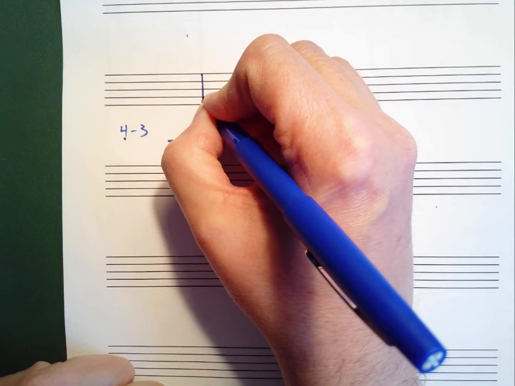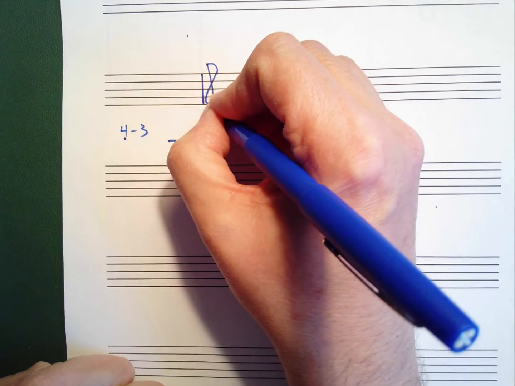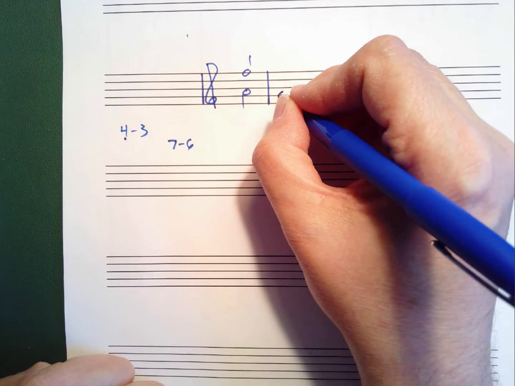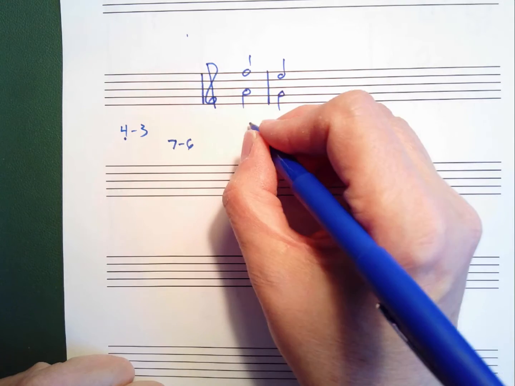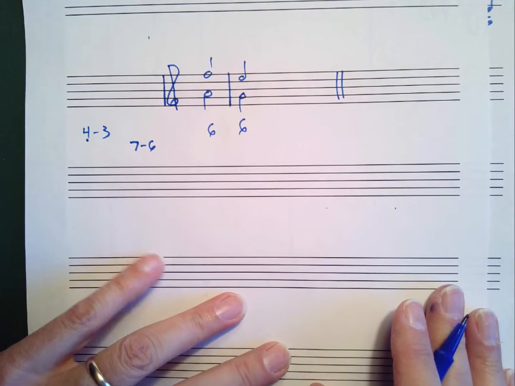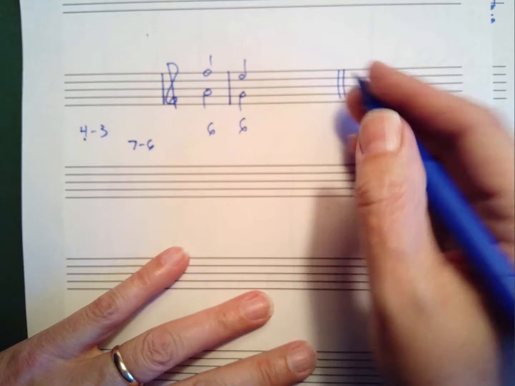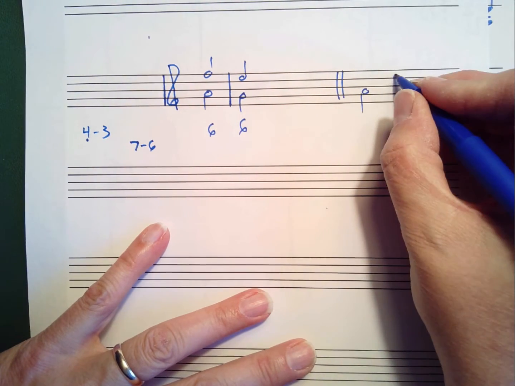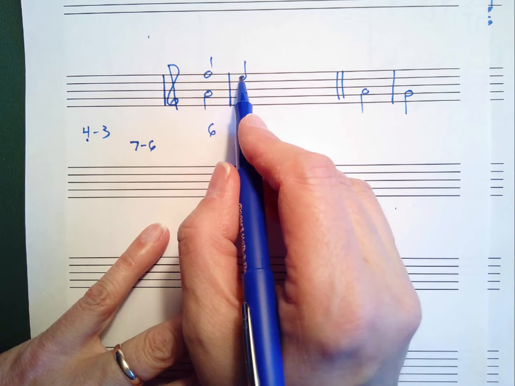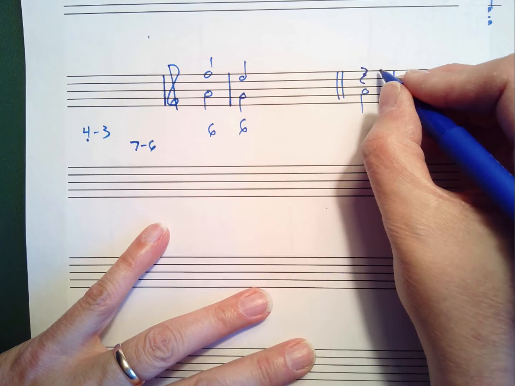Another very common one is 7-6, which results from the displacement of parallel sixths. Let me give you an example. Here's a sixth and a sixth. And I'm going to take this, repeat the bass note, the A, G, but I'm going to take this F, E, and delay it by one beat.